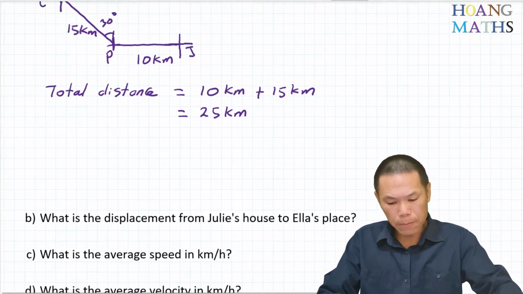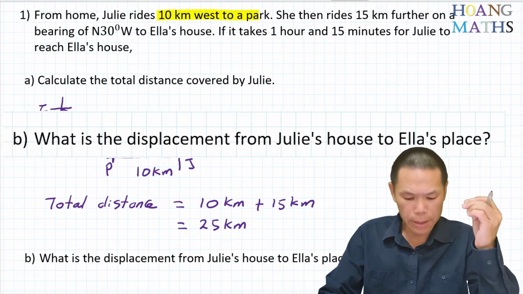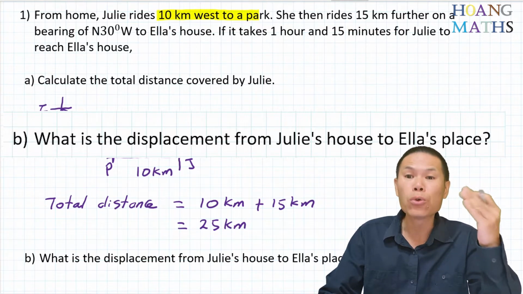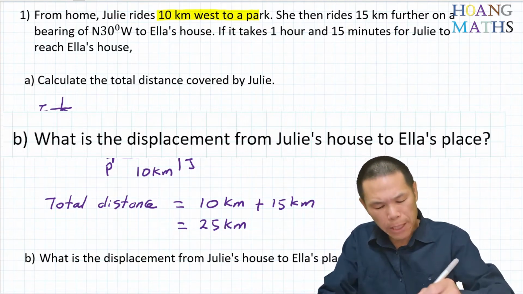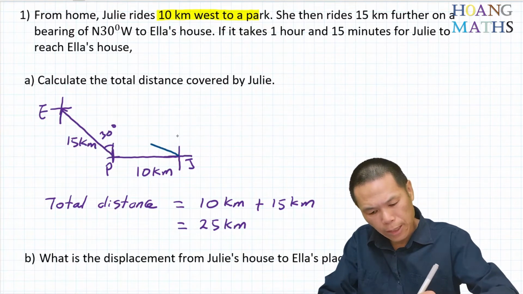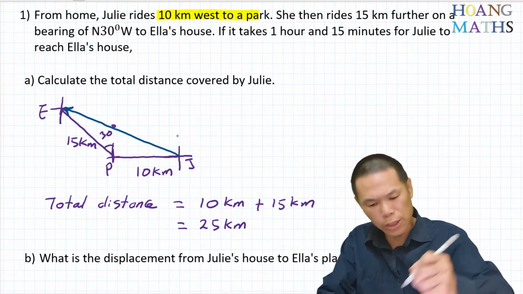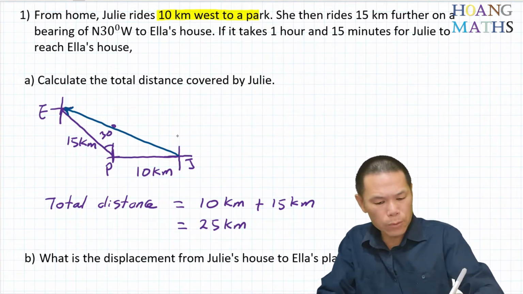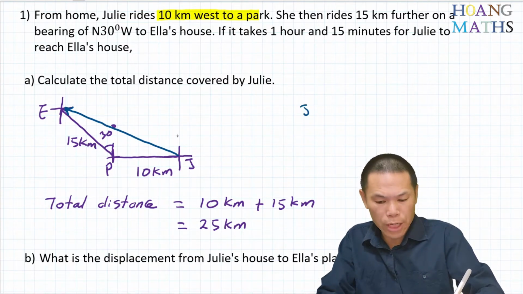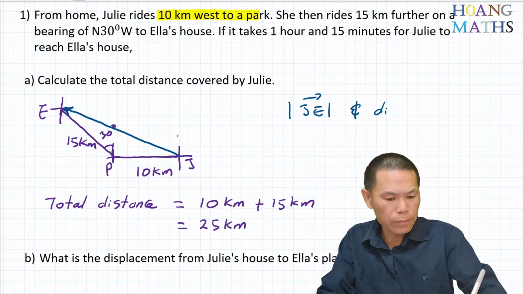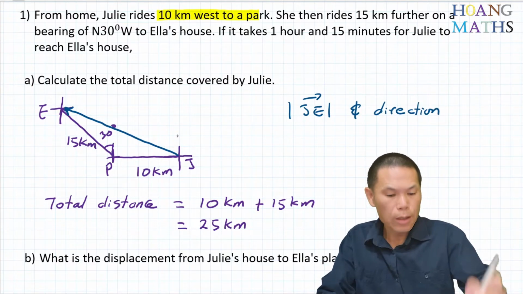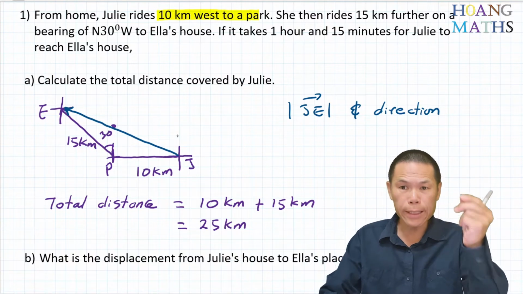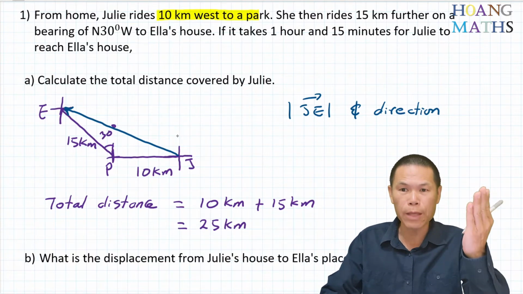So part B. What is the displacement from Julie's house to Ella's place? The displacement is from Julie's place to Ella, so that is this one here. So displacement, in other words, we need to find the magnitude of JE and the direction, because the displacement is the distance with direction. Okay, keep that in mind.